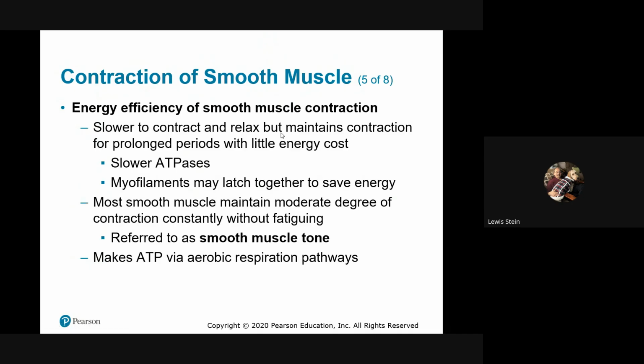Start slow, end slowly. It maintains contraction for a long period of time, endurance. Not a lot of energy, slower ATPases. Myofilaments can alter themselves to save energy. Just like there's tone in muscle tendon complexes, we have smooth muscle tone. There's always tone in these things.